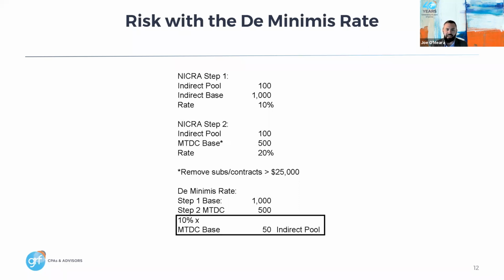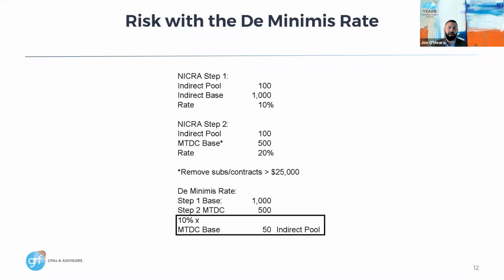But as we've discussed and clarified, the de minimis rate does not allow you to recover on those subrecipients greater than 25,000. So at the bottom, what we've shown is that for the same exact scenario, your base of $1,000 of direct cost becomes $500 because of the subrecipients in excess of 25,000. And so when you take the 10% of your modified total direct cost base, you end up only recovering $50. So you end up only being able to recover half of your indirect cost under the de minimis rate calculation.